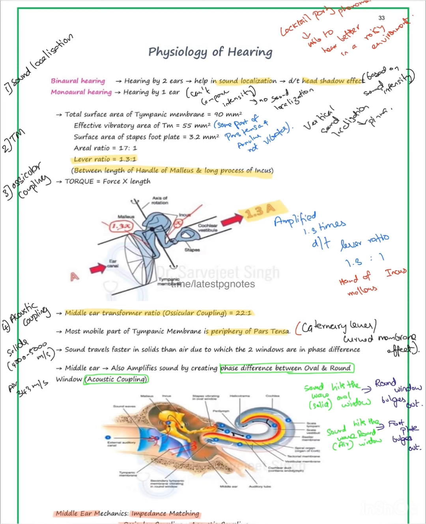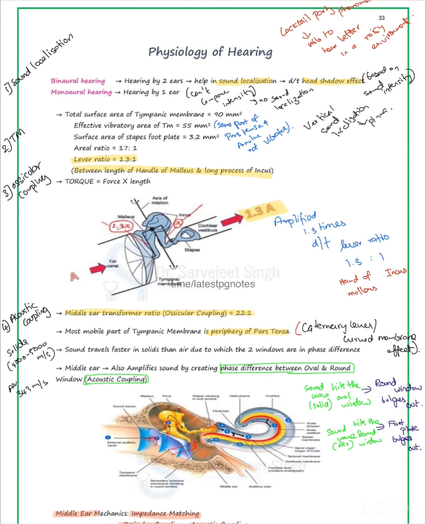In this Physiology of Hearing video, we are going to learn about sound localization. Usually, when a normal person hears with binaural hearing, that is, when we hear with both ears, both sound effects will be absorbed by the brain, and we are able to localize where the sound is coming from. This is known as the head shadow effect.